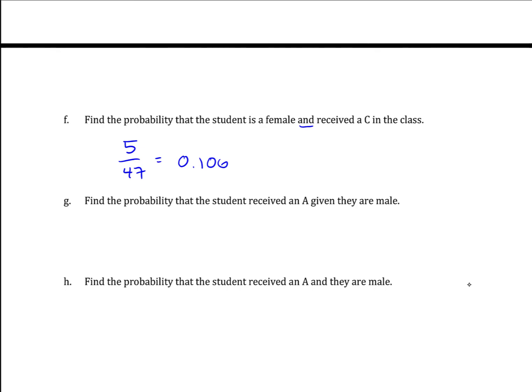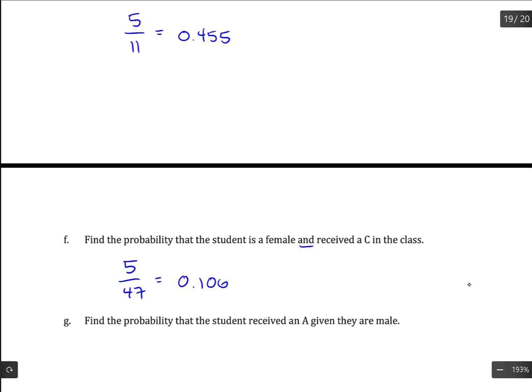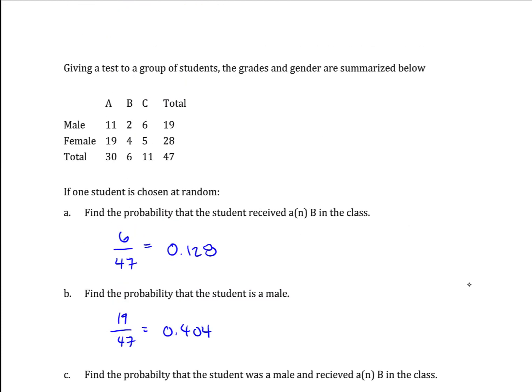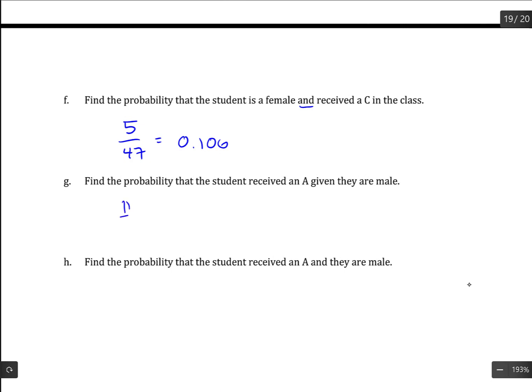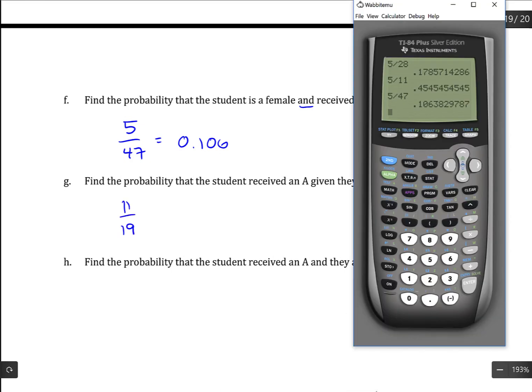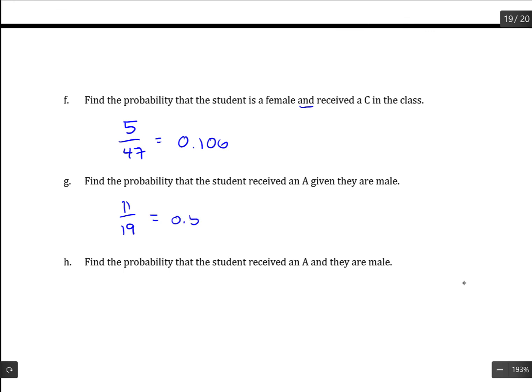Find the probability that the student received an A given that they are male. All right, so we know that the student is male. We're going to restrict ourselves to that portion of the table. The probability that they received an A. There's 11 males that received an A out of 19 males total. So 11 over 19 is our probability. That's 0.579.